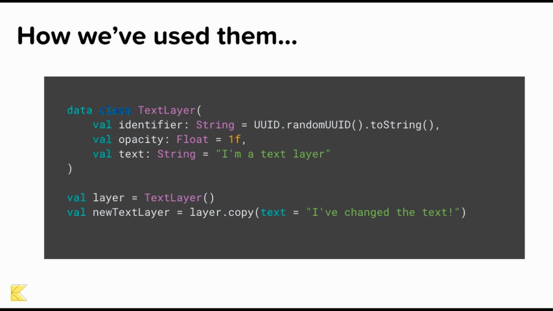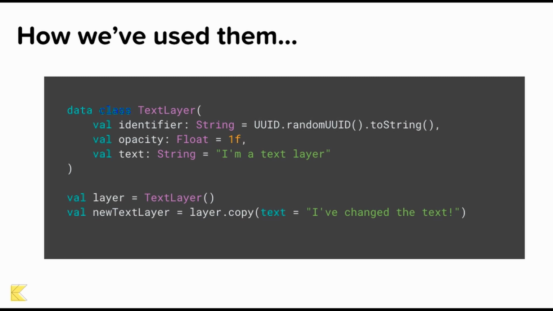So this is an example of how we would use it, pretty straightforward from the previous slide. So we create the data classes for the text layer, and then we would just create a new text layer. We're not in Java anymore, so we don't need the new keyword, but we create a new text layer, and because we have default parameters or default variables, when we create a new text layer, it'll be initialized with all these different properties that we've already set as the default.